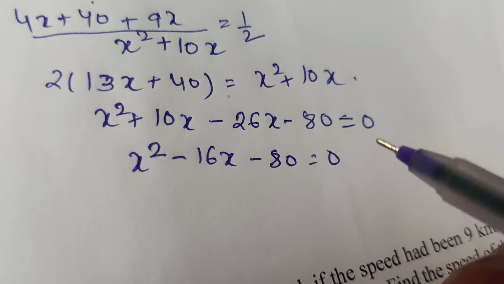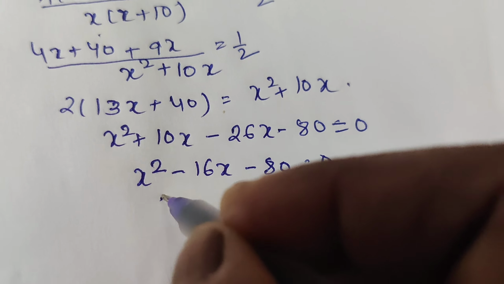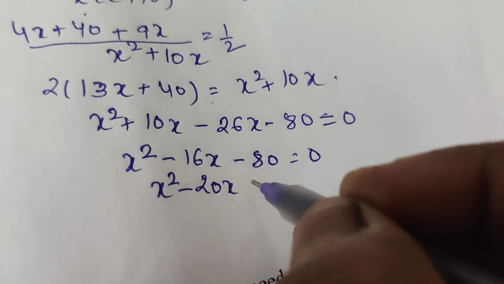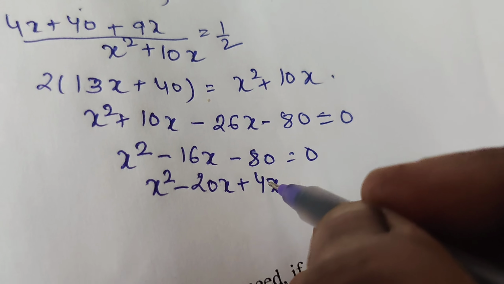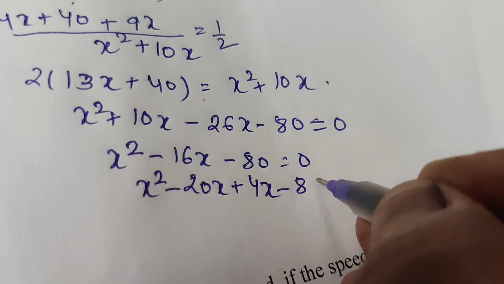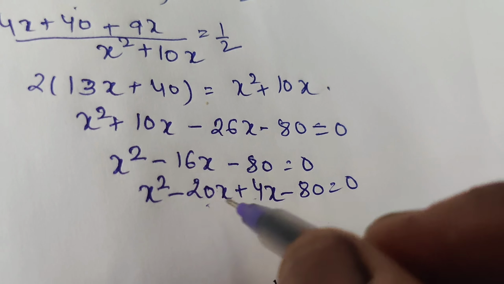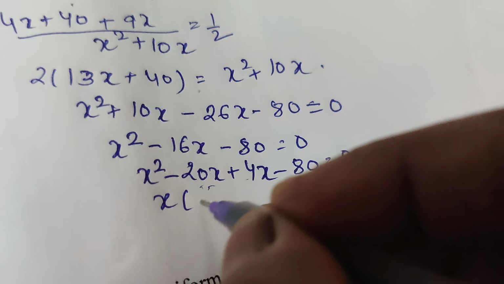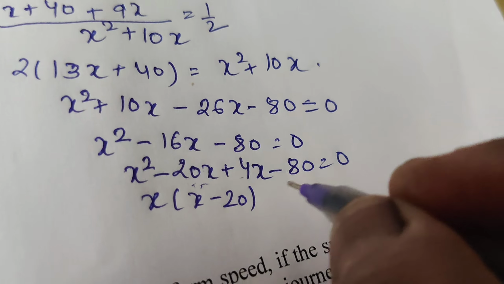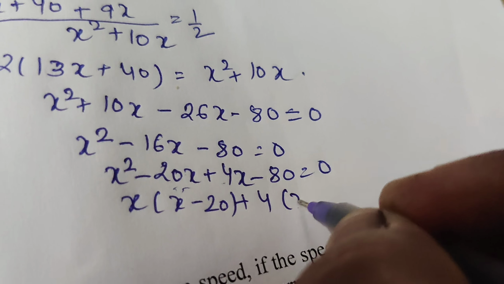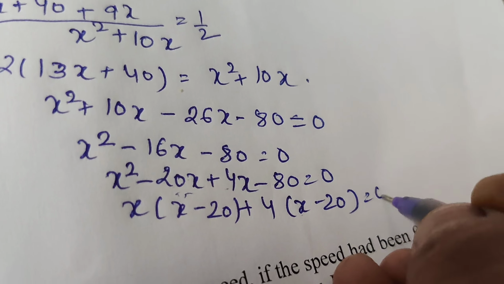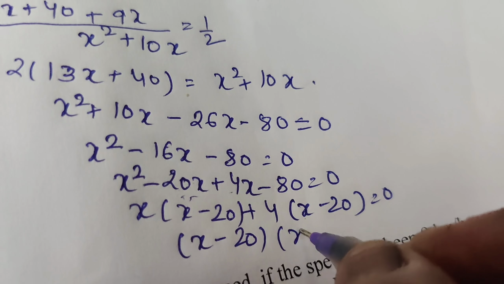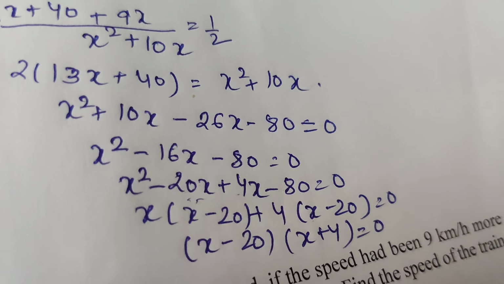Now you can solve by splitting the middle term. So we can split the middle term. 20 into 4 is 80. So minus 20x plus 4x. Minus 16 when added, and multiplied minus 80. Take x common, x minus 20, and 4 common, x minus 20. So x minus 20 and x plus 4. This is the factorization of the above equation.